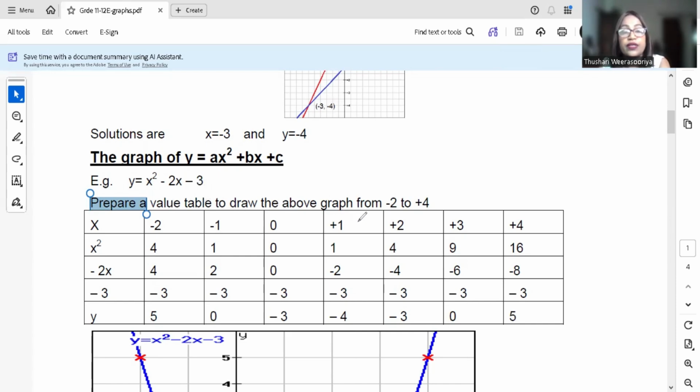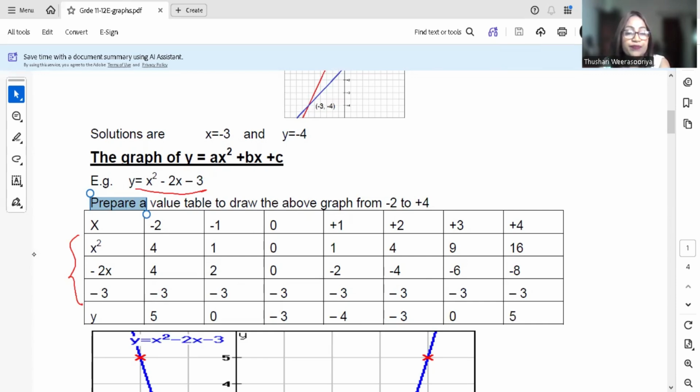Prepare a value table to draw the graph from minus 2 to plus 4. When they give the value table, you get the y. Once you have x squared, minus 2x, minus 3, you add these three numbers and there you get y. Sometimes some children substitute and get it. In the exam, you don't get a complete table like this. They fill halfway and you have to fill the other half. So in that case, you substitute and fill. No need to draw the complete graph.